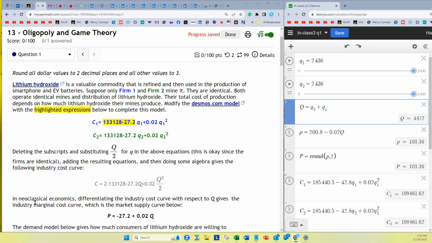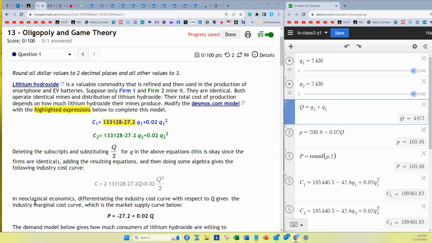Okay, in lab 13, we're going to look at oligopoly and game theory. We're going to look at a two-firm model under perfect competition, under collusion that results in the monopoly one-price model, and the Cournot model. The Cournot model is a strategic economic model.